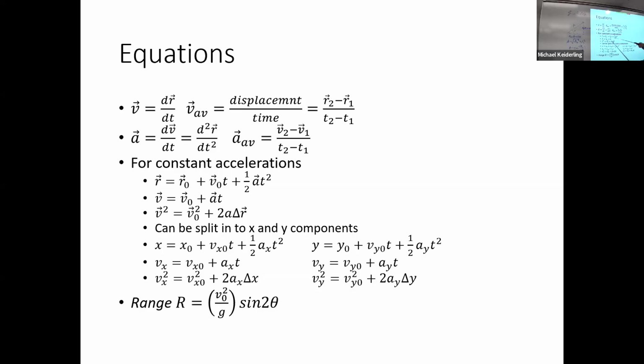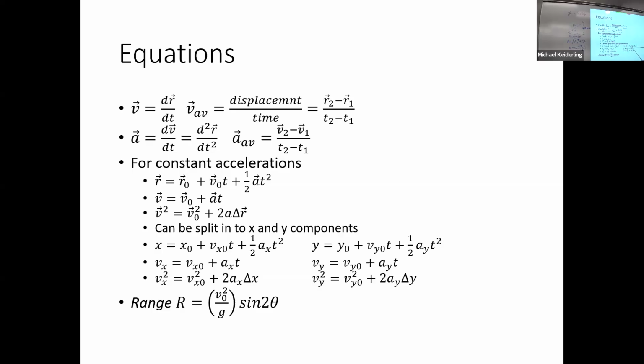So for constant accelerations, we can write this out in vector form like this, which can be split into x and y components. x equals x naught plus vx naught t plus 1/2 ax t squared. vx equals v naught x plus ax t. vx squared equals v naught x squared plus 2ax delta x. And the same thing with y.